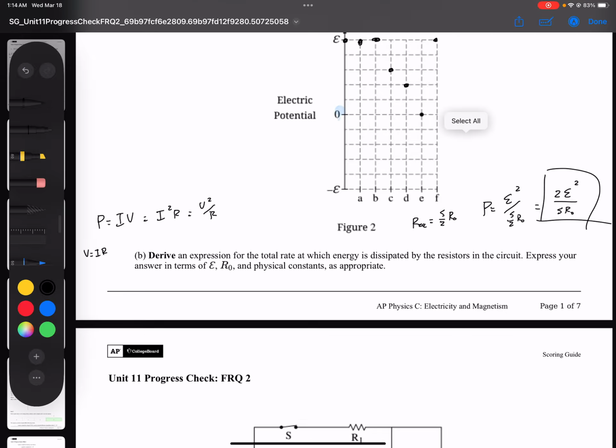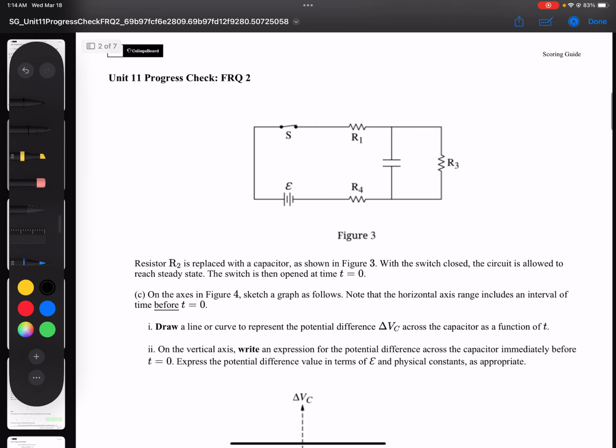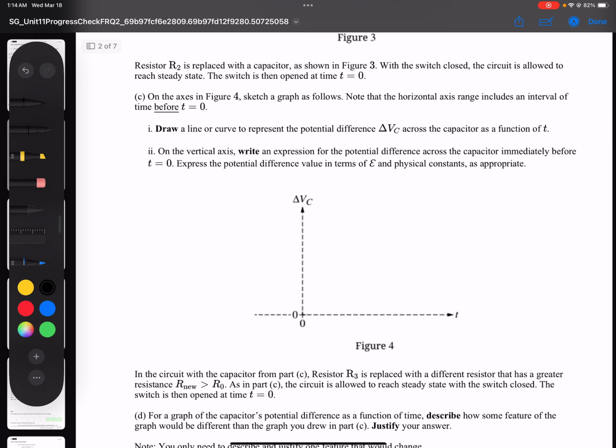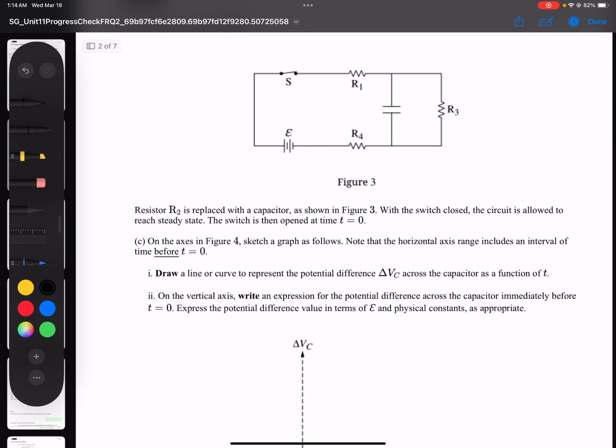So now part C, we're going to replace the resistor here with a capacitor. And on the axes, we have to sketch a graph as follows. Draw a line or curve to represent the voltage across the capacitor as a function of t. All right, so now with this graph, we know it's going to be a decaying exponential. The reason is, it says here, replace the resistor with a capacitor, the switch is closed, and the circuit is allowed to reach steady state. So when the circuit's closed, the capacitor is going to start to charge up.